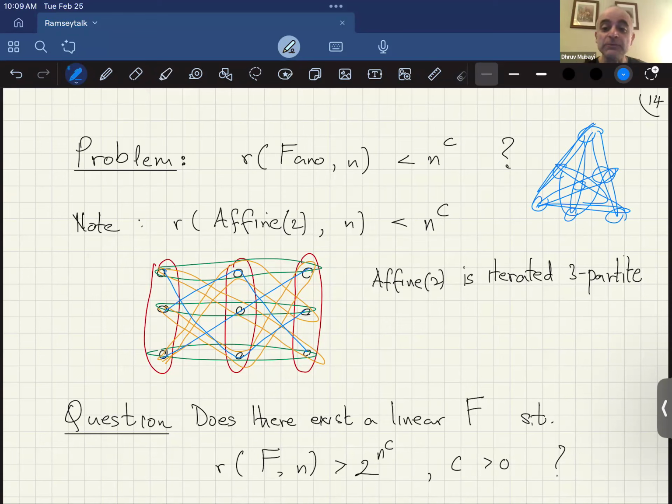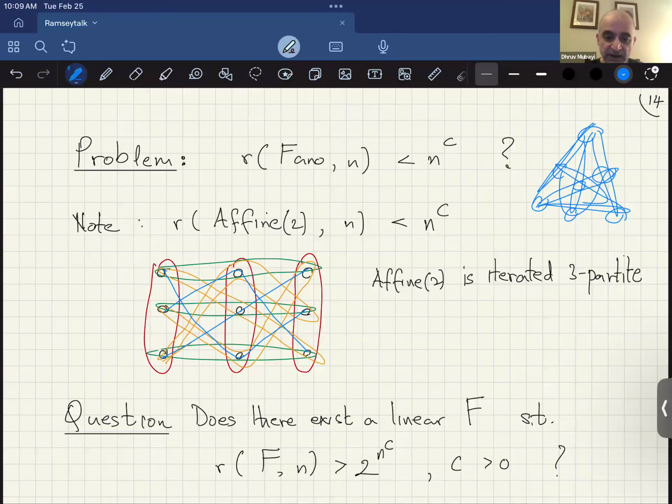On the other hand, the Fano plane is a projective plane of order 2 over the finite field of order 2. If you take the affine plane, it is polynomial because, as you can see, I've just drawn it for you. And the way I've drawn it convinces you that it is iterated three-partite, right? I've drawn the 4 parallel classes of lines, and the partition is given by the red sets. So this is iterated three-partite. So Erdős-Hajnal implies it's polynomial. The Fano plane is not iterated three-partite. If it was, then we would know it's polynomial. Right? So here's a question.